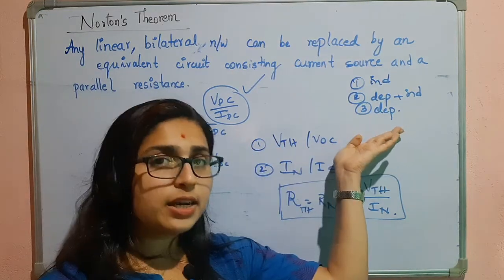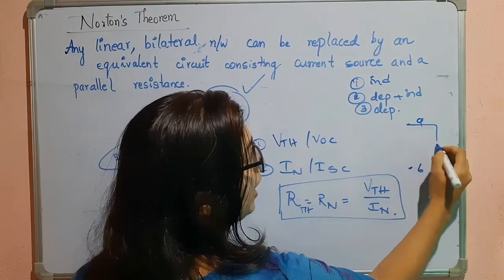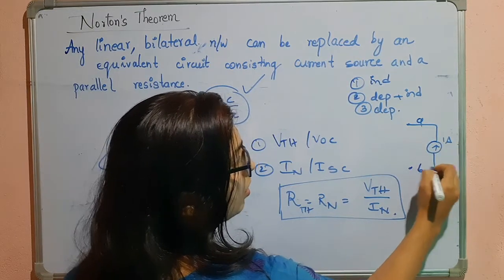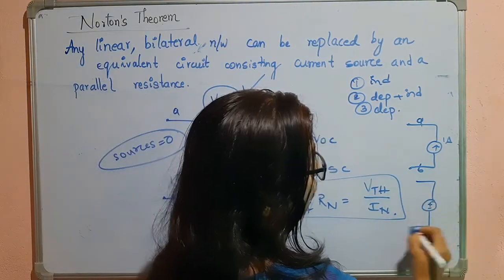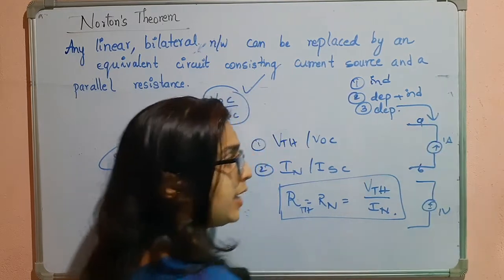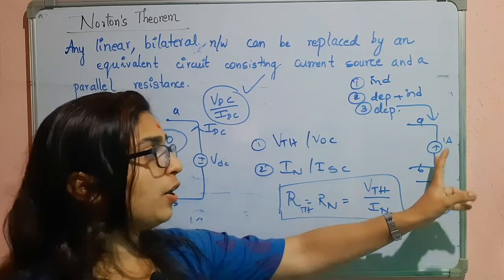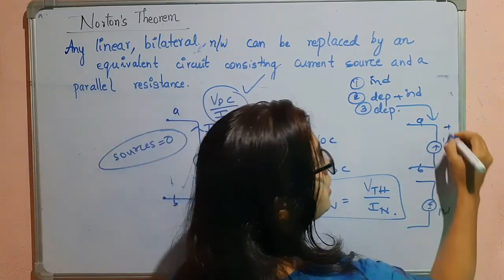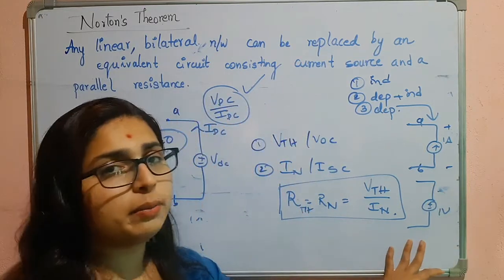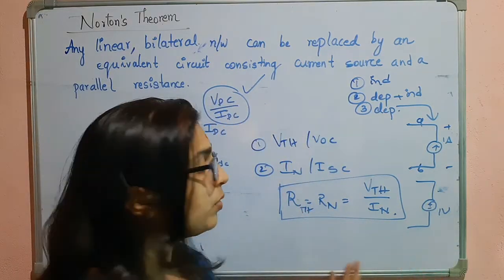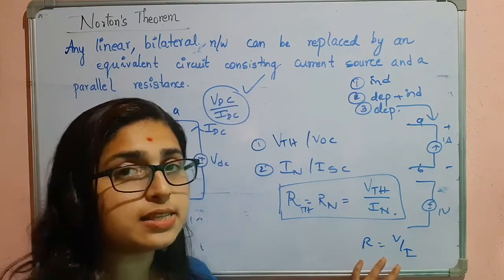In case of dependent sources only, if you have the terminals A and B, you can use a 1 ampere test source or a 1 volt test source. This is the third case. You again have to find the voltage across this and the current through this. Then you will get the resistance using the ratio V divided by I.